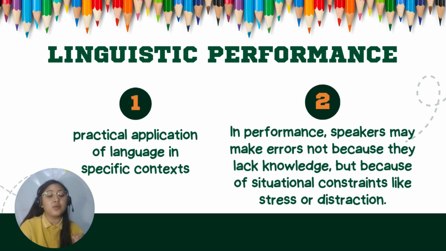So let's have here the linguistic performance. This pertains to the practical application of language in specific contexts. The observable output includes the processes of speaking, writing, comprehension, and listening, all of which are shaped by the speaker's competence as well as external influences like memory, fatigue, and social context. During a presentation, speakers might make mistakes not due to a deficiency of knowledge, but rather as a result of situational factors such as stress or distractions.